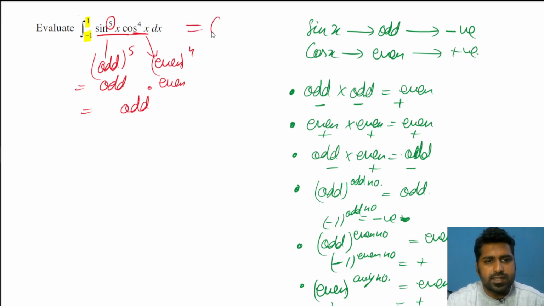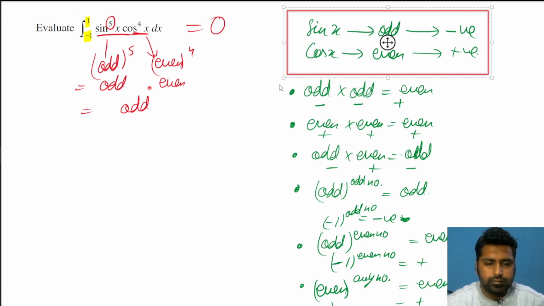For an odd function, the answer is 0. And you don't have to solve anything. Literally, you can do this in your mind without writing anything on the paper. You can tick the answer for this question, as long as you have these fundamental ideas.